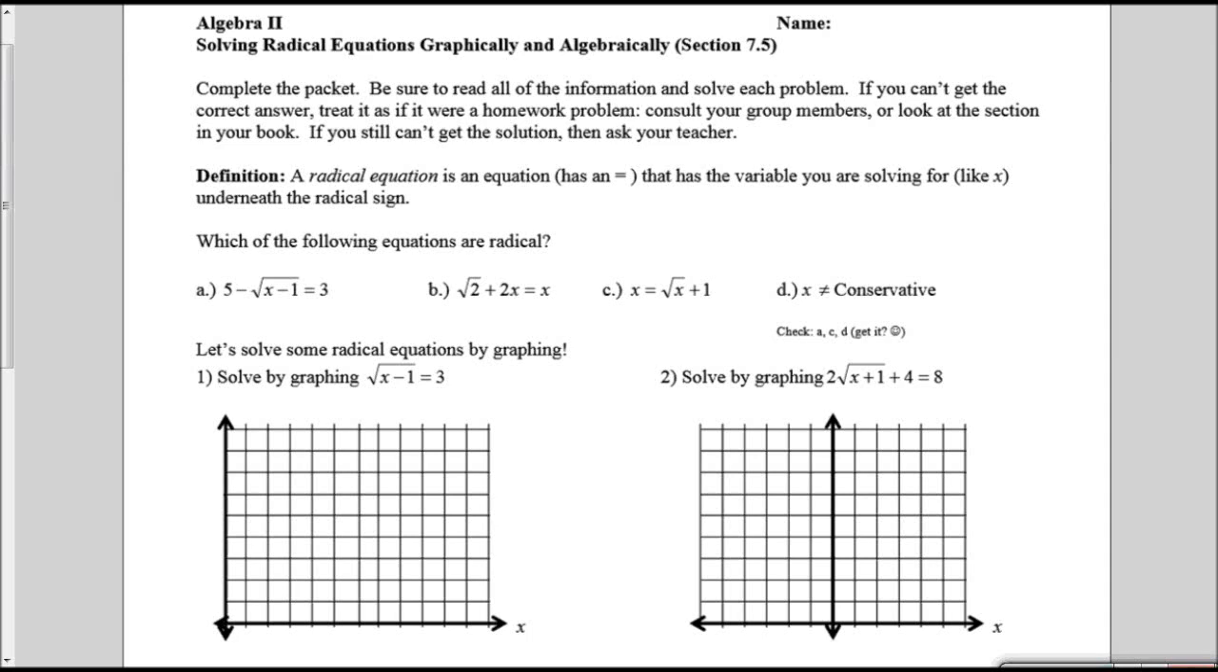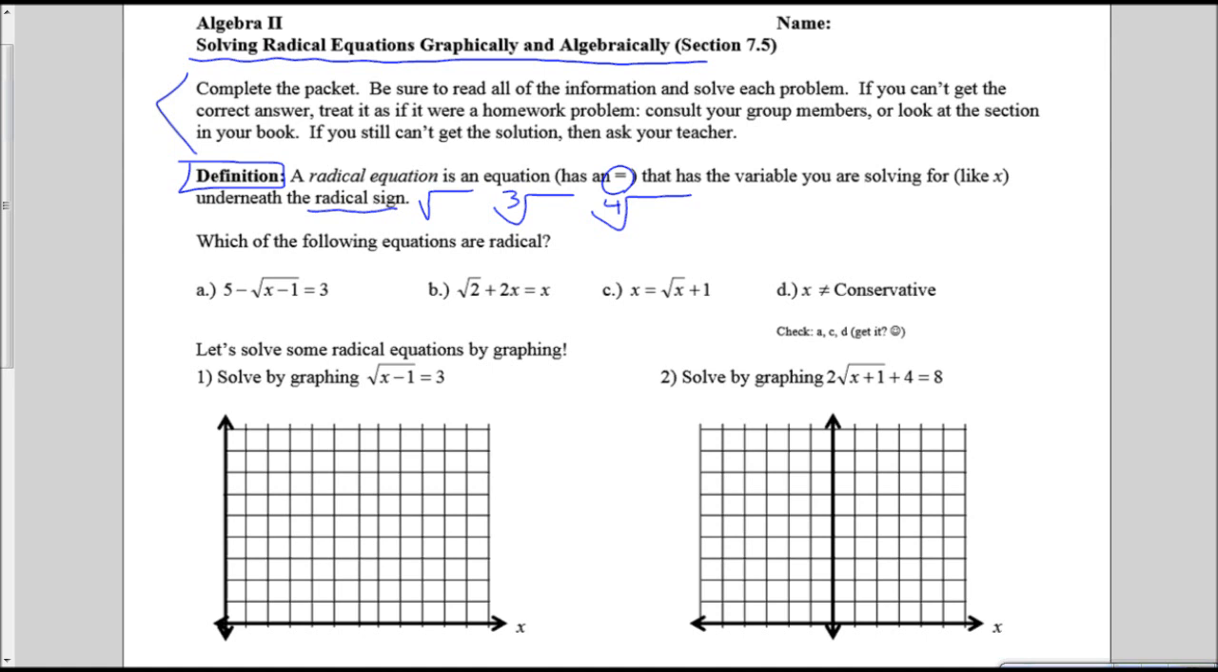In this video, we're taking notes on solving radical equations graphically and algebraically. So you can read those directions, and I want to start with the definition here. A radical equation is an equation, so it has to have an equal symbol in it, that has a variable you are solving for, like an x, underneath the radical sign. Remember, the radical was a square root sign, or it could be a cube root or a fourth root, any of these that have the radical symbol.